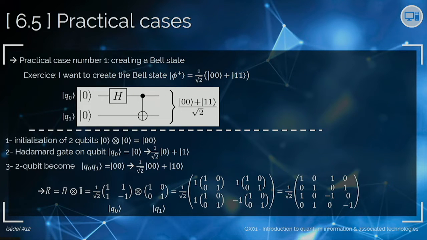Okay. So first is initialization of the 2 qubits. Second is the Hadamard gate on the first qubit, say Q0.